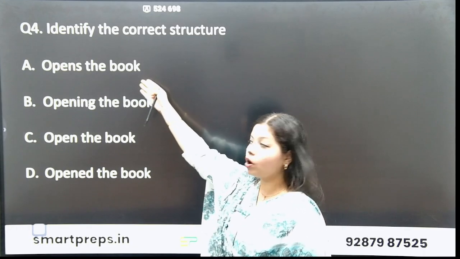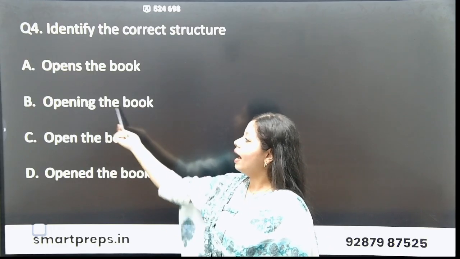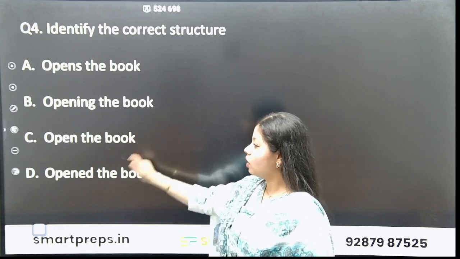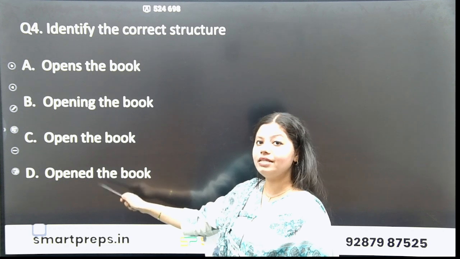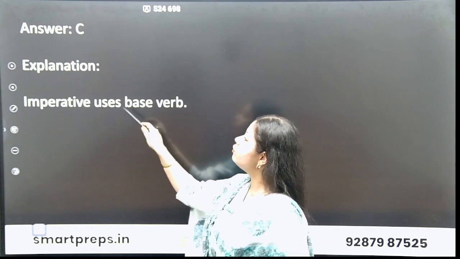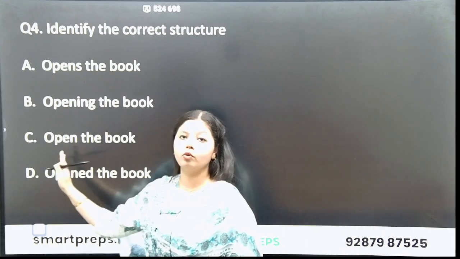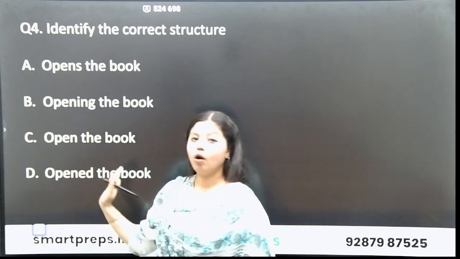Opens the book is wrong. Opening the book, open the book, opened the book. ING is here. Is it correct? Or opened, past tense is here. So open the book is the correct answer. Imperative uses base verb. Okay, base verb is open the book, not opening, opens or opened.